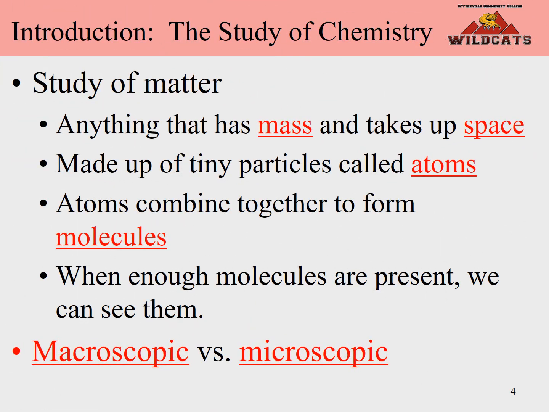So we're going to go back and take a look at the study of matter. And of course, matter is anything that has mass and takes up space. It's made up of tiny particles called atoms. In a future chapter, we're going to take a look at the history and how we know that it's made up of atoms. Then we're going to take those atoms and combine them together to form molecules or ionic compounds. Once we get enough of these molecules or atoms, we can see them, and it becomes macroscopic. But in chemistry, we're interested in what's going on in the microscopic world, even though we can't see it. And we have some really interesting ways to see what's going on, or at least imagine what's going on at a very tiny scale.